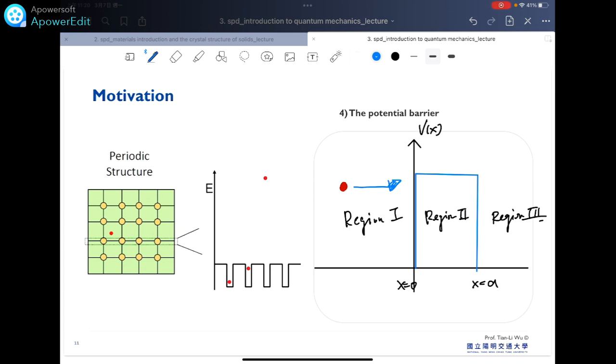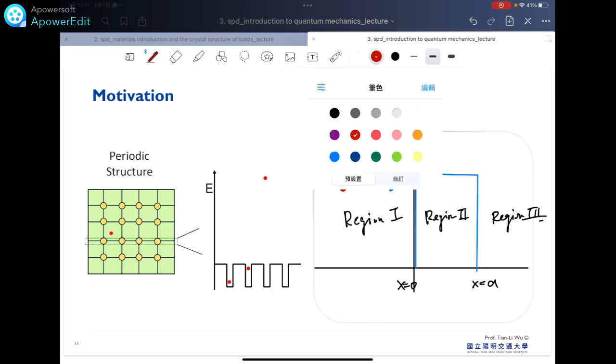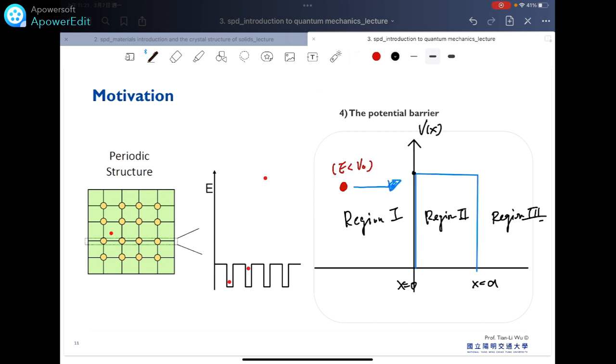And then the electron with energy smaller than our potential barrier. This is our potential barrier here, V0. If our energy is smaller than V0, what movement will actually happen? The last case is exactly trying to understand the question that we already raised in the beginning.